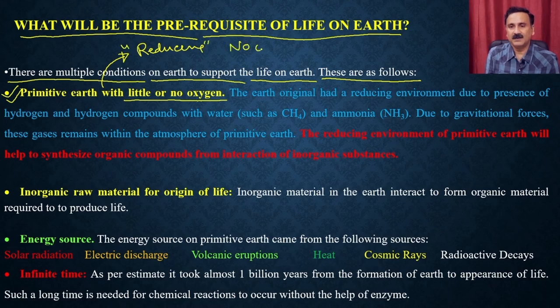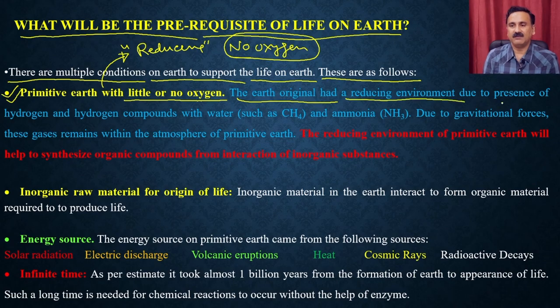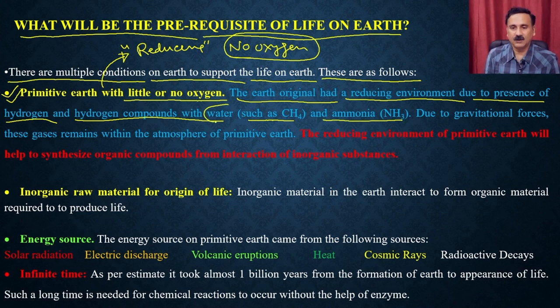So there was no oxygen in the primitive earth. The earth originally had a reducing environment due to the presence of hydrogen as well as hydrogen compounds such as methane and ammonia. Even if it contains water, that does not contain free oxygen. It is a compound where the oxygen is coupled with the hydrogen. So due to gravitational forces, these gases remain within the atmosphere of the primitive earth. So that is the second point.